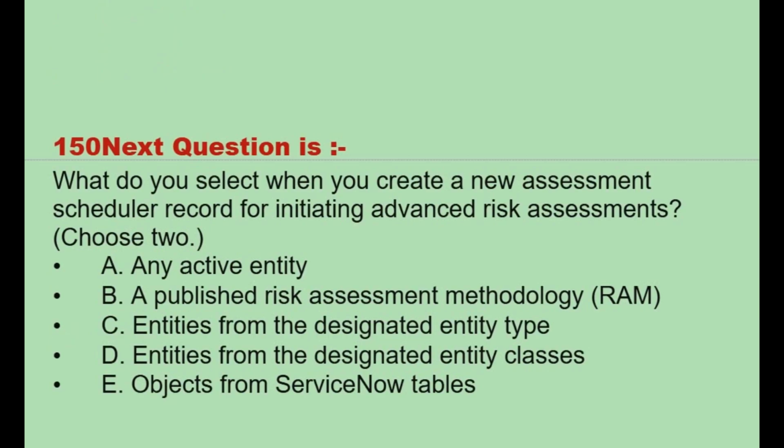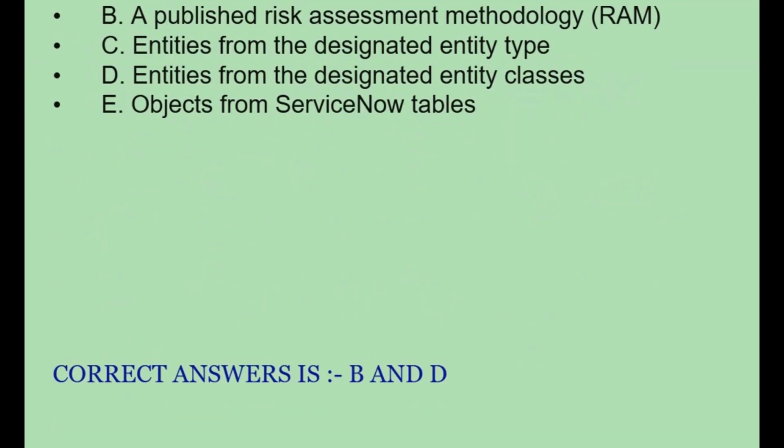Question is, what do you select when you create a new assessment scheduler record for initiating advanced risk assessments? Choose two options. Option A, any active entity. Option B, a published risk assessment methodology RAM. Option C, entities from the designated entity type. Option D, entities from the designated entity classes. Option E, objects from ServiceNow tables. Correct answer is option B and option D.